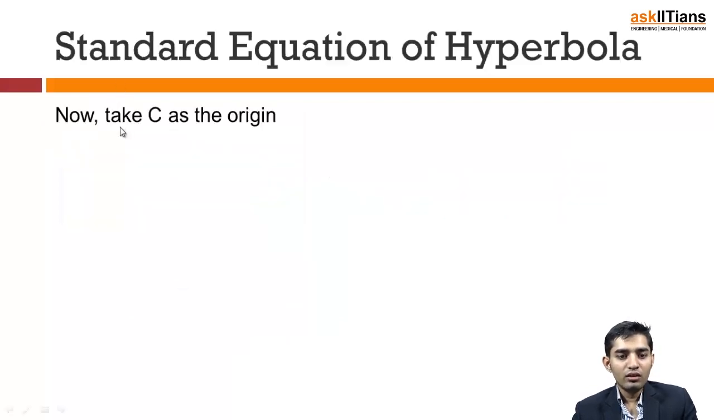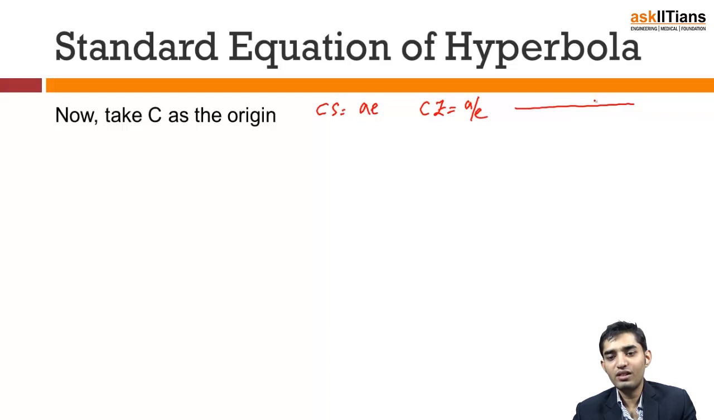Now, C is the origin. If I take C as origin, what are the relations that we have? CS equal to ae and CZ equal to a by e. So this is the origin, this is point C. Now, the focus S is at a distance of ae, so what will be the coordinates of the focus? CS is ae, so the coordinates will be (ae, 0). It is lying on the x-axis. This is the x-axis and this is the y-axis. And what will be the distance of the directrix from the center? The directrix will be somewhere here, and this distance is a by e. So the equation of the directrix will be x equal to a by e.